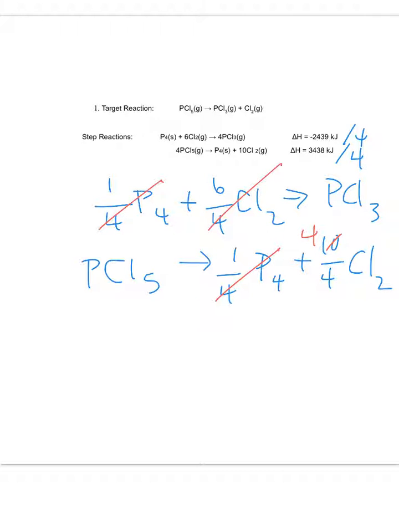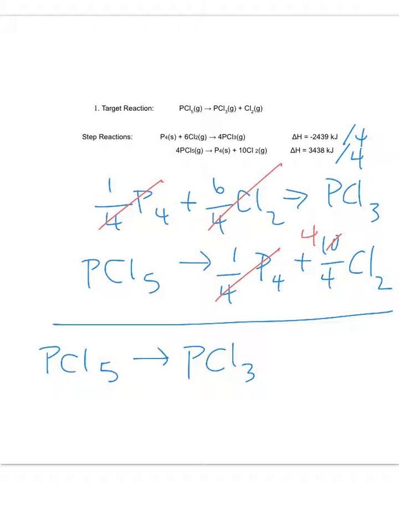So then we're going to go through and write our reaction of what's left. We have PCl5 yielding PCl3 plus Cl2. Because remember, 4/4 reduces down to 1. So we've literally combined our two reactions. And by combining our two reactions, we're also going to combine our two delta H's.